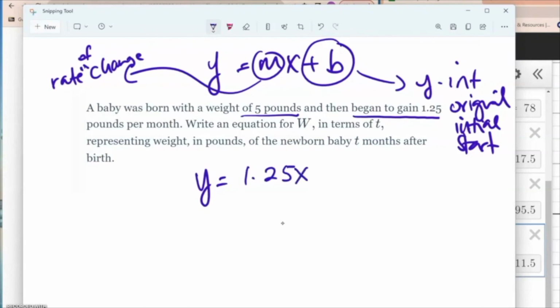So 1.25 per month, so x is in terms of months, plus your y-intercept, which is 5. And again, I'm going to do a couple of these problems just to make sure that you understand. So that's how you write your linear equation.